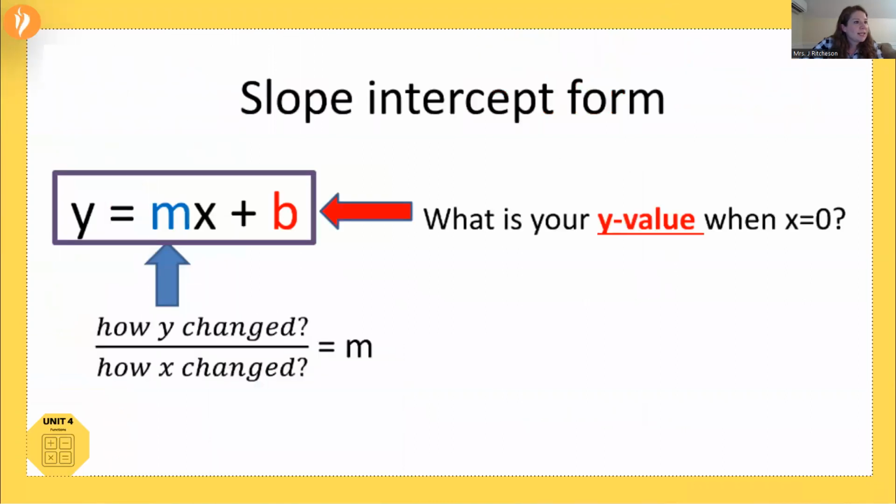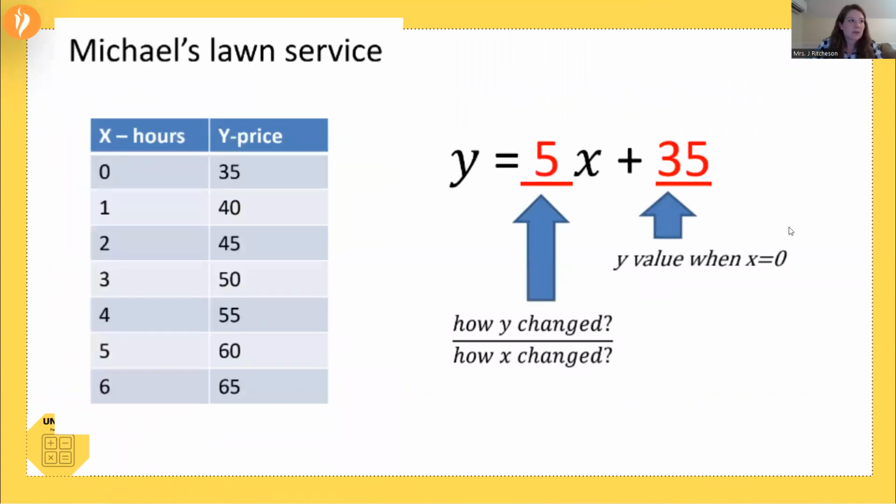All right, guys. So we've been practicing writing equations in this form. It's called slope-intercept form, where m is our change in y over x, and our letter b is what they call it in algebra. That is what y is when x equals 0.